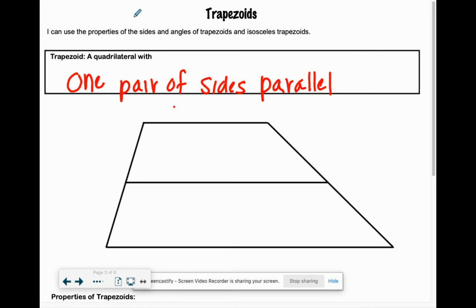Your two parallel sides are called your bases. So like this could be your base 1, your base 2. They're parallel, so you can put those little arrows on them if you want. They'll never touch. The two sides that aren't parallel, we call those your legs. So here's a leg, here's a leg. The line in the middle we call the mid-segment.